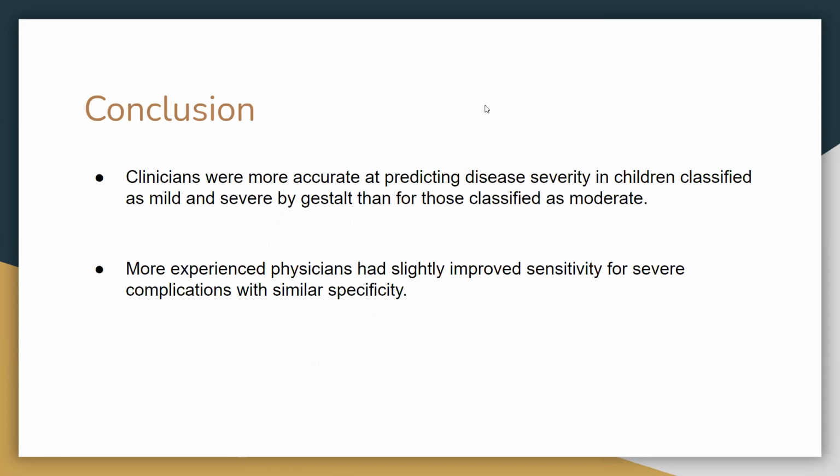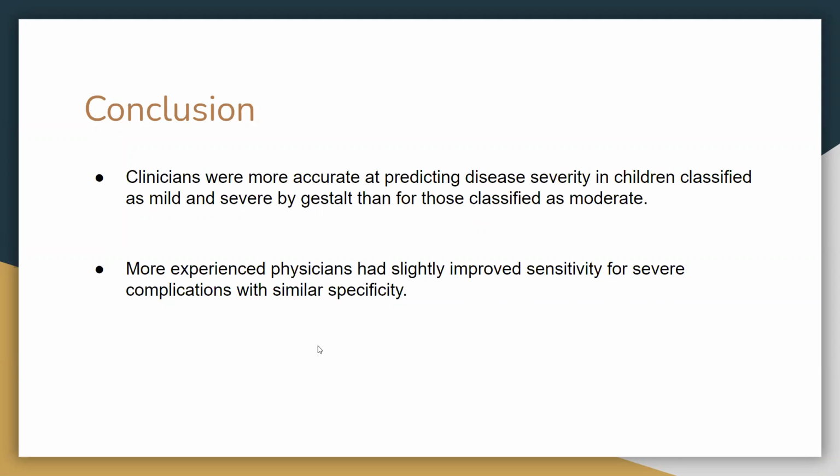So, conclusions. Clinicians are more accurate at predicting disease severity in children classified as mild and severe, so the extremes, by Gestalt, than those that are classified as moderate. However, one of the concerns about the study was that most kids actually fell in the moderate category. So that ends up being a lot of gray area. And it seems like the people who were part of the study were not as good at predicting what the eventual outcome was going to be for these kids.